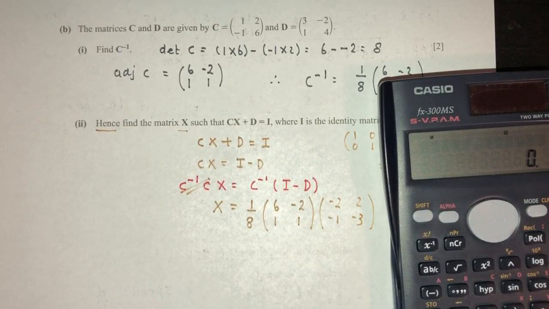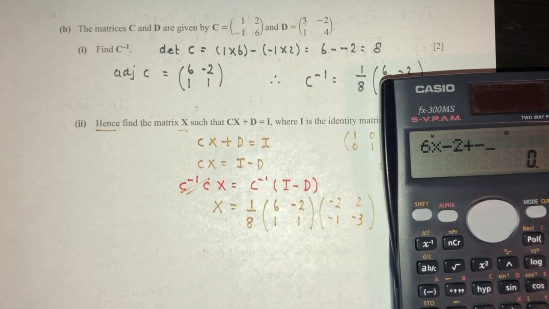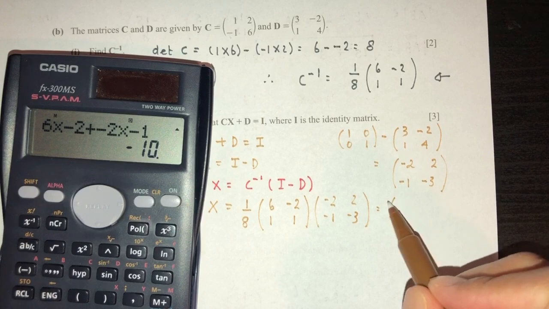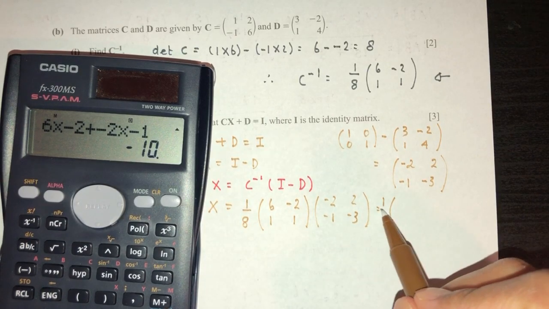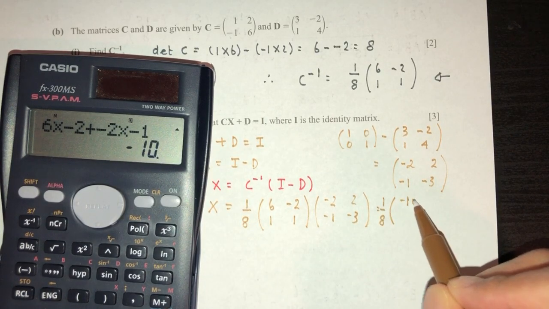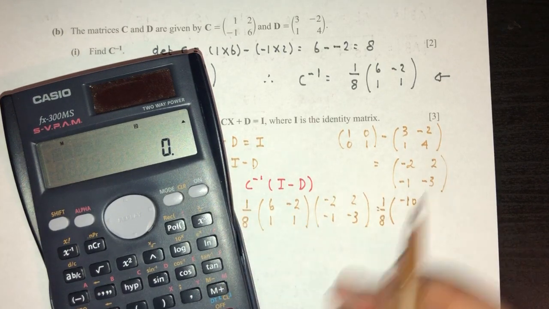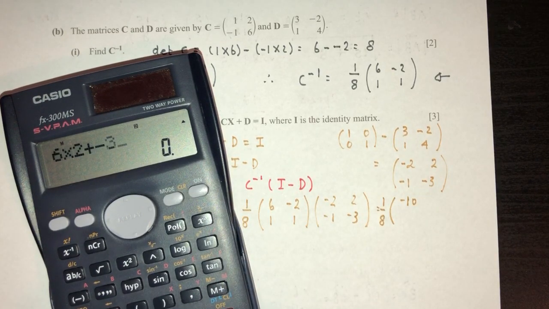So as always, it's rows by column. So 6 times minus 2 plus minus 2 times minus 1. The first value is, of course, we have to write this in front. You have minus 10. And then again, rows by column, 6 times 2 plus minus 2 times minus 3.